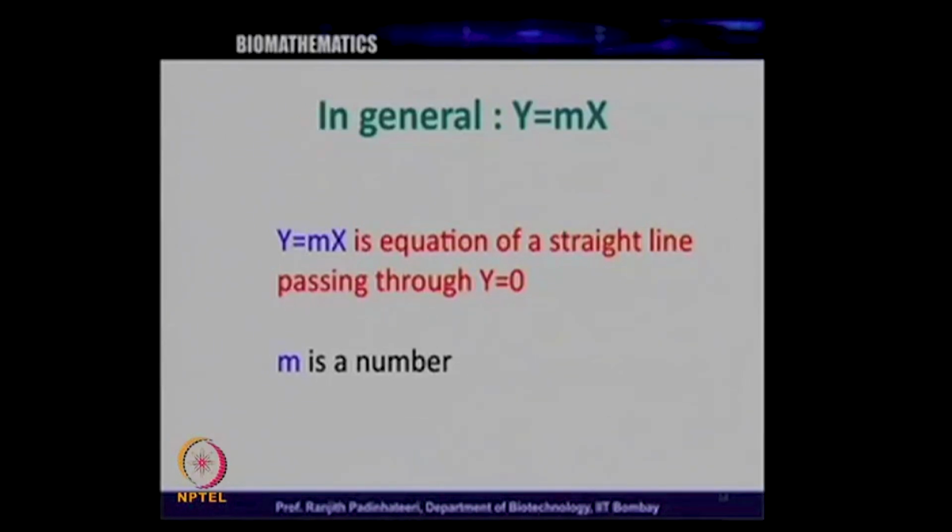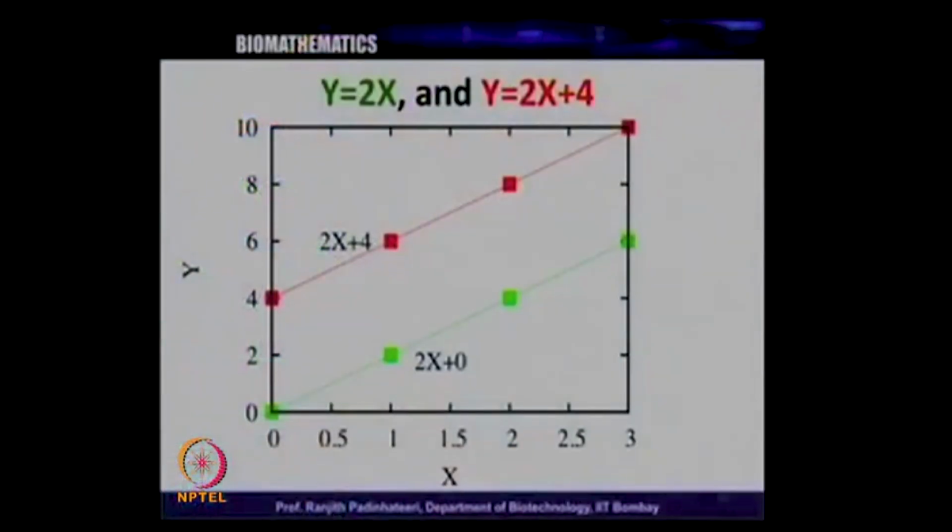So far we saw that y equal to a constant times x is a straight line that is passing through y equal to 0. Now, let us see if you add a constant to this, let us say y is equal to 2x plus some constant, how does it change? In the next graph you will see this. So, let us look at the next graph. The next graph we have plotted is y is equal to 2x plus 4.